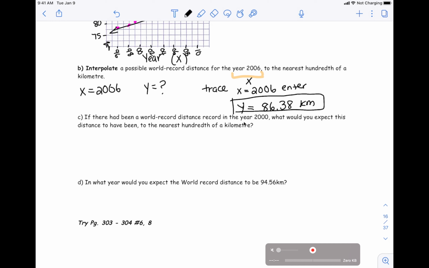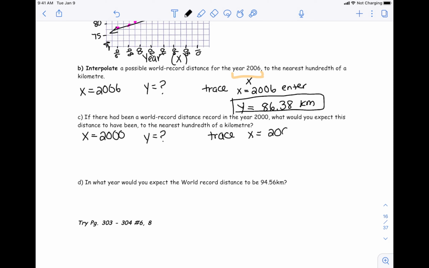Now they're giving us another year. Now they want us to find the world record distance in year 2000, so very similar steps. Now we know that x equals 2000. So again, we're trying to find the y coordinate, the distance, the world record distance, the year 2000. So very similar steps, well, exactly same steps, except for instead of x equals 2006, you're going to enter x equaling 2000. You're going to press ENTER, and that will give you your y answer.